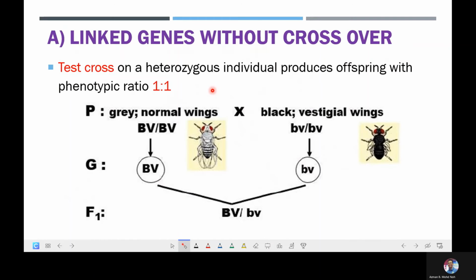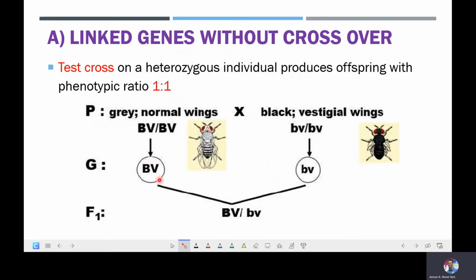the Mendelian dihybrid test cross should be getting the phenotypic ratio of 1, 1, 1, 1. So, if we look at this genetic diagram, we start with the parental generation of Drosophila having grey body and normal wings, and we cross with another Drosophila having black body and vestigial wings. The genotype will be capital B, capital V slash capital B, capital V for this particular parent. Meanwhile, another parent will be having the genotype of small b, small v slash small b, small v.